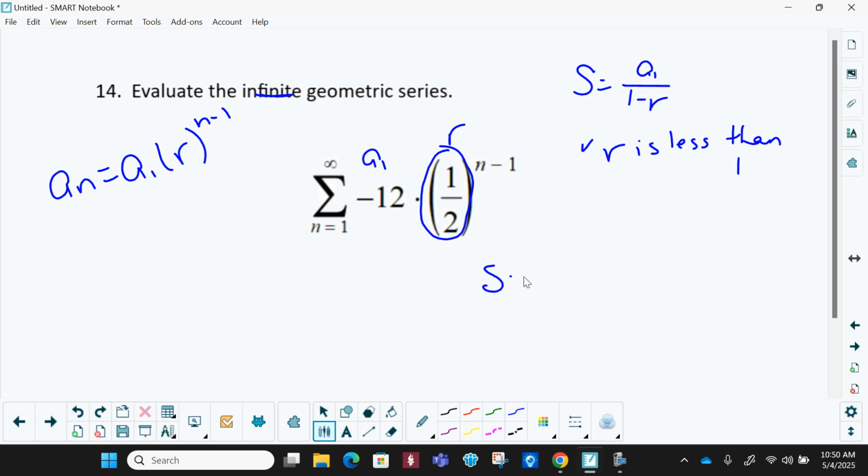So S equals negative 12 divided by 1 minus 1/2. I always like to put it as a fraction. Okay, so negative 12, 1 minus 1/2 is 0.5. So the final answer is negative 24.